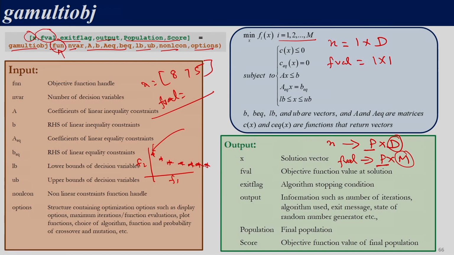In case of, let us say, a 5 variable problem with 3 objectives, the number of Pareto points cannot be known a priori. So, x would be p cross 5, whereas fval would be p cross 3. This p is the number of Pareto points determined by the algorithm. So, that is the difference between single objective optimization and multi objective optimization with respect to what we provide and what we will get from the algorithm.